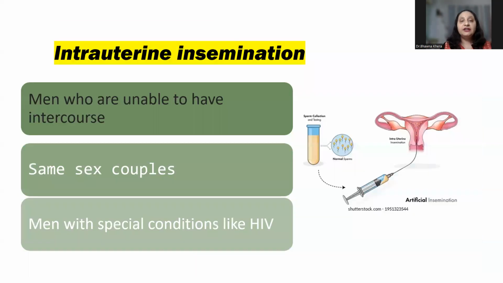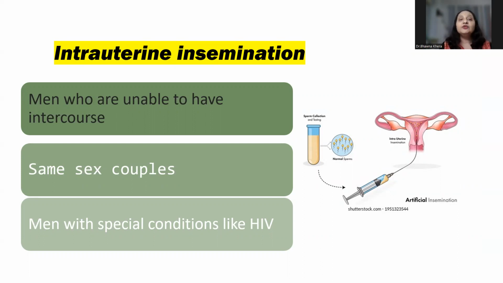Now, what are the various other techniques which are used, like IUI? What is the role of IUI and what is the role of ART procedures? So let's look at this intrauterine insemination. Now, this is usually not done in male infertility scenarios. In a male infertility scenario, intrauterine insemination is never the answer.